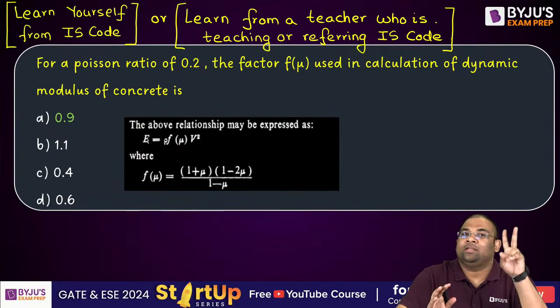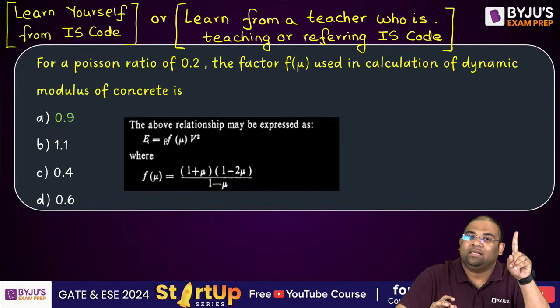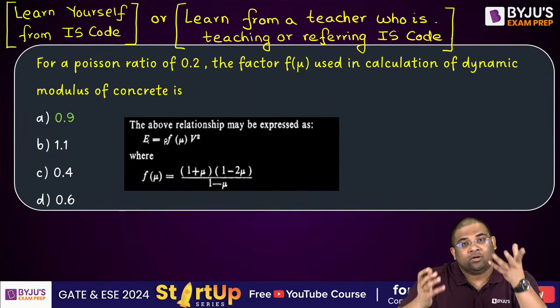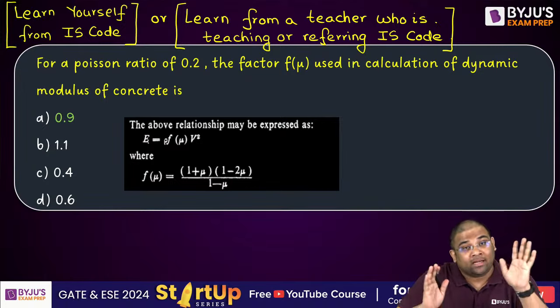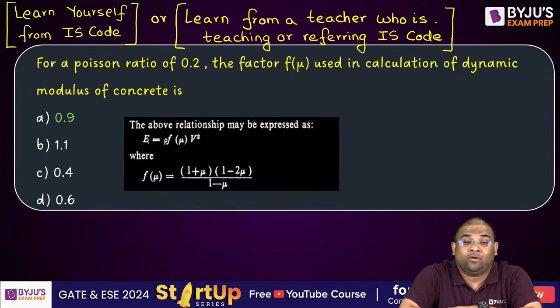See, there are two things. One, we might study the wrong thing. That is one possibility. The second possibility is that we study correct things only, but it is not required. Because in the examination, they are going to ask from where? From the IS code only. Understood this point or not?